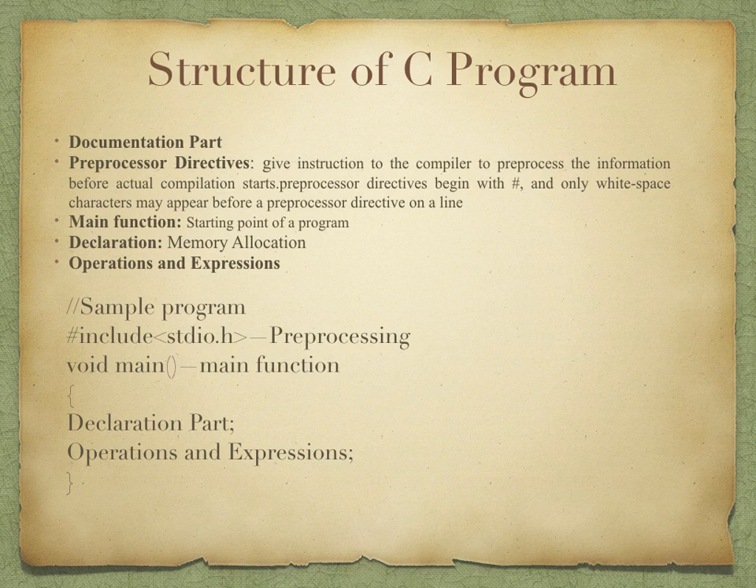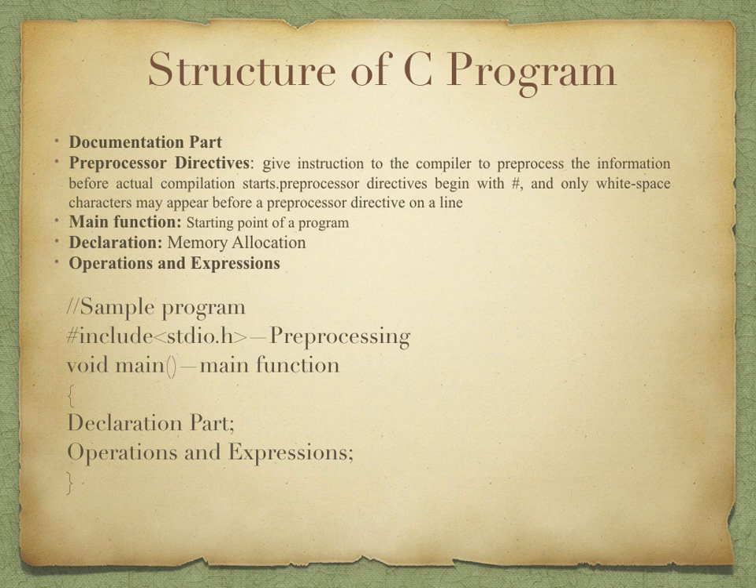In the example program, you can see something like hash include stdio.h. Any statement which starts with a hash symbol is a preprocessor directive. What it does is include the header file named stdio.h into the program. That should be done before the compilation process. If you want to write any pre-processing steps, you have to use a preprocessor directive that starts with a hash symbol. There are many pre-processing statements, we can see them later.